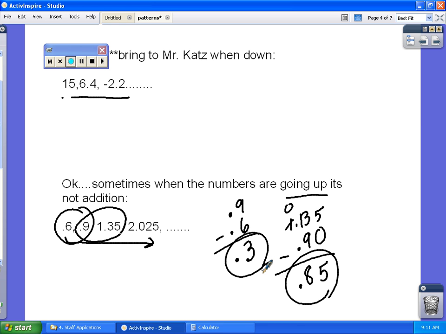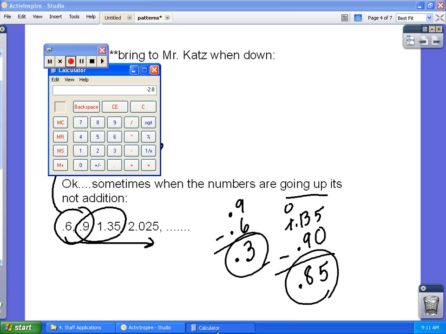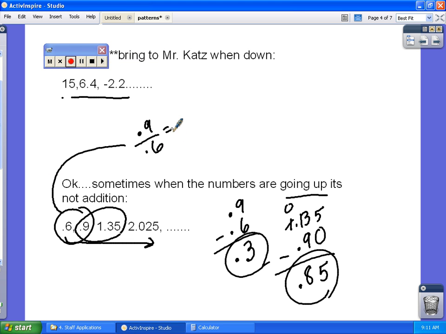So the next thing to do is see if it's multiplication. Now the way you know if it's multiplication is you take the same two numbers, but you divide them. So I can see the numbers are going up, but I'm going to take 0.9 and divide it by 0.6. 0.9 divided by 0.6. And I get 1.5. So when you divide, that means that there's 1.5 times between them. So it means I'm going times 1.5.